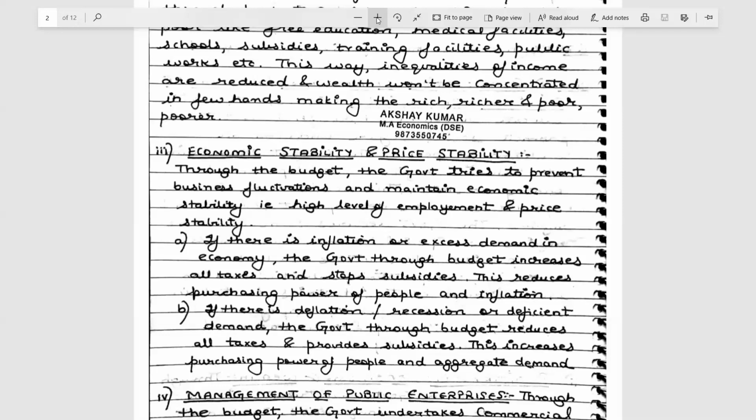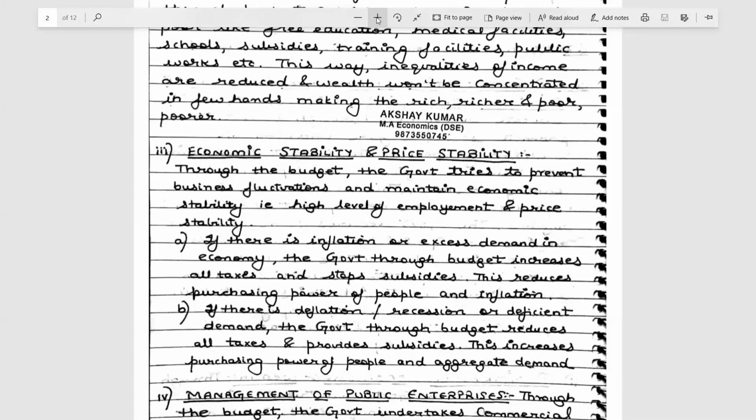अगर टैक्सेस बढ़ते हैं तो ऑटोमेटिकली आप डिमांड कम करोगे, आपकी परचेजिंग पावर कम हो जाएगी. लेकिन अगर टैक्सेस गवर्नमेंट ने कम कर दिए तो आप ज्यादा गुड्स एंड सर्विसेज बाय करना चाहोगे. That will increase the aggregate demand.